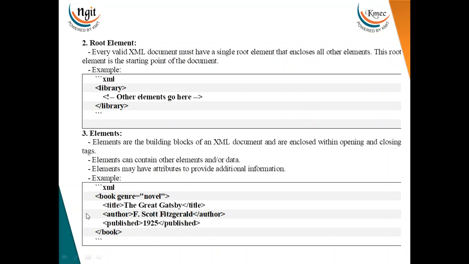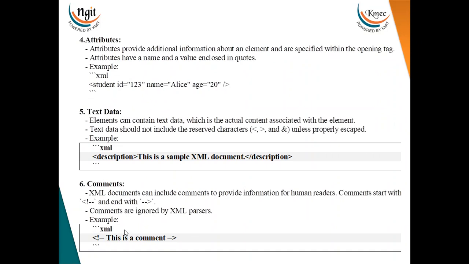If you see here is one more example. Here book is the root element. Again I am giving the properties, that is, attributes added to this book element, that is genre is novel. We know values should be enclosed in either single quotes or double quotation marks. And within the root element I have given other elements, that is title, author, published. This way our XML document will contain the elements.